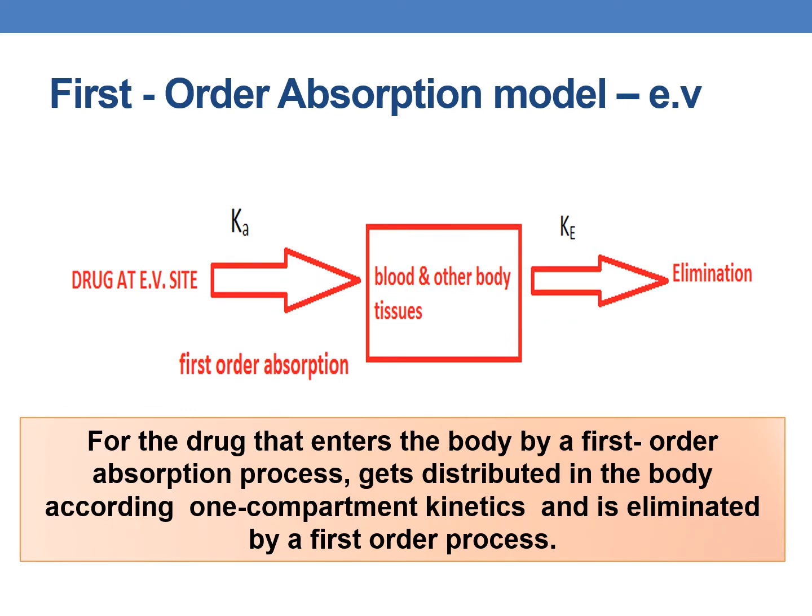Now coming to first order absorption model, extravascular. Here, in case of first order absorption model, one more important term comes into effect, that is Ka, nothing but the absorption rate constant. This is the drug at extravascular site, and this is the absorption process. Absorption process is characterized by the absorption constant, and the elimination process is characterized by the elimination constant. So two components exist in case of first order absorption model.